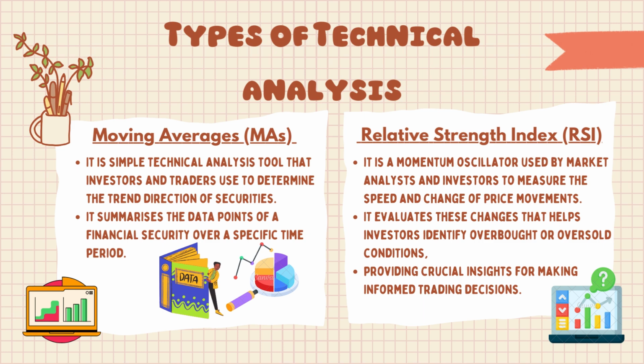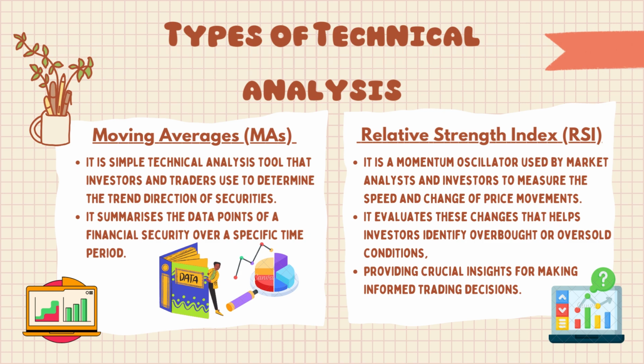Now, here we also have another type of technical analysis, which is the Relative Strength Index, also known as RSI. RSI is a momentum oscillator used by market analysts and investors to measure the speed and change of price movements. This basically evaluates changes that help investors identify overbought or oversold conditions. It provides crucial insights for making informed trading decisions. You will learn this more as I show you the example.